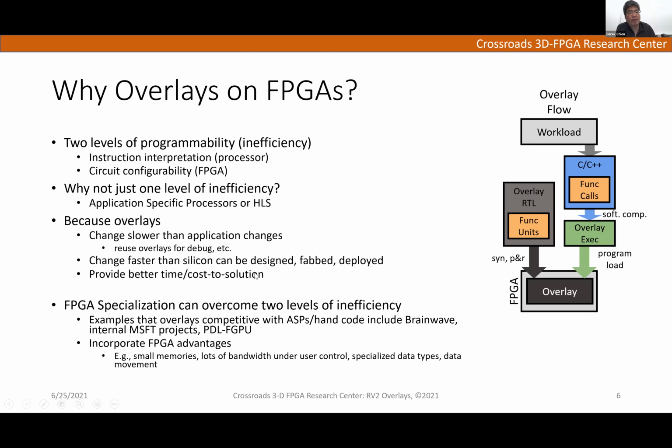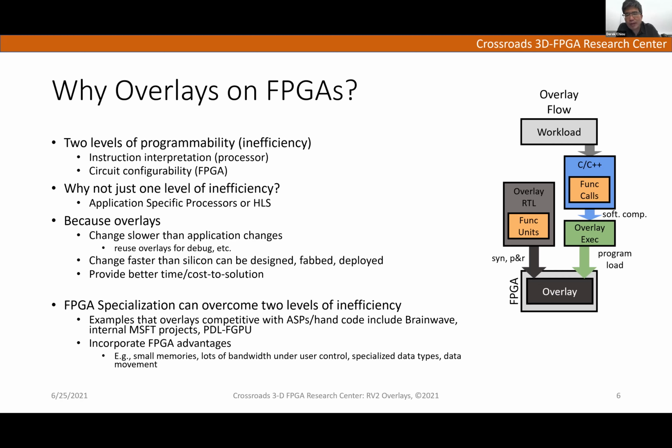So there's a lot of time that's potentially wasted there, as opposed to FPGAs that are already deployed in the data center. You just load the new overlay as you need it, and the new programs much more often onto those overlays. So we believe that this is actually going to provide us a better time and cost solution. We believe that FPGA specialization can overcome the two layers of inefficiencies. And we have many examples of this, right?